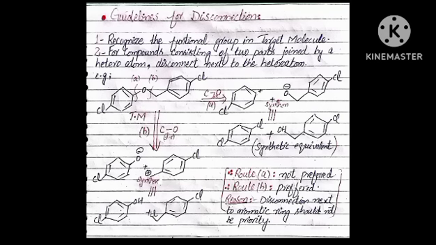And this is our second guideline: prefer the disconnection next to the heteroatom. This is the heteroatom, and prefer to disconnect from the next side, not from this side.